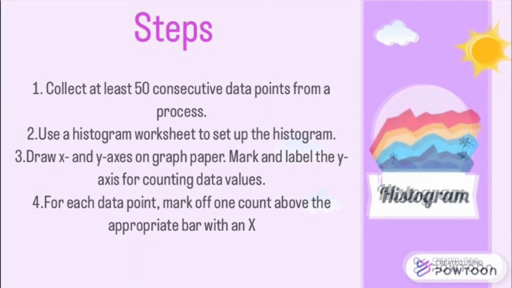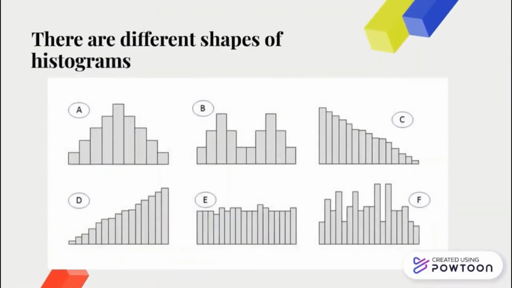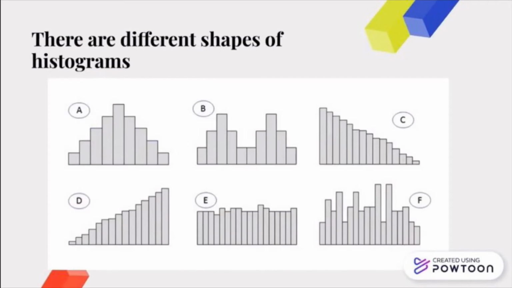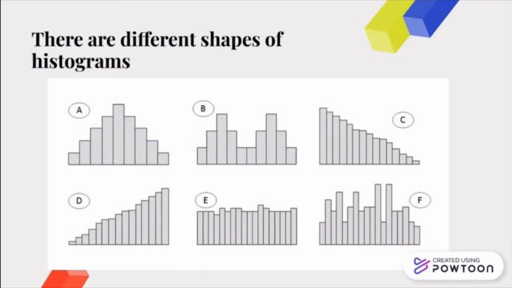Also, there are different shapes of histograms. One of them is normal distribution. A common pattern is the bell-shaped curve known as the normal distribution. The next is skew distribution. The skew distribution is asymmetrical because a natural limit prevents outcomes on one side.